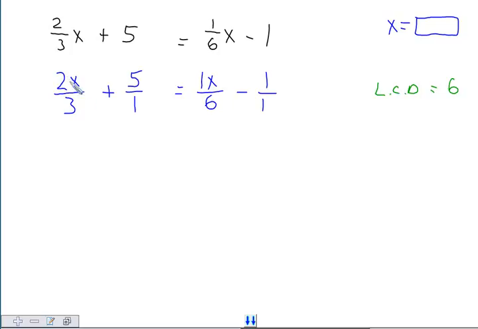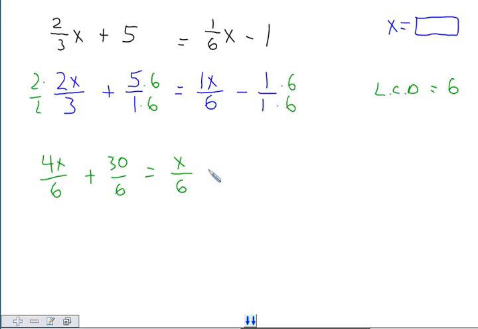So, in order to change this fraction to sixths, I'm going to multiply by 2 over 2, which gives me 4x over 6. Now it's got a denominator of 6. In order to give this a denominator of 6, I'm going to have to multiply by 6. Of course, I have to do the same thing on the top and the bottom. So that gives me 30 over 6. This one already has a denominator of 6, so I'm good there. 1x over 6. And here, if I want to give this a denominator of 6, I'm going to multiply by 6 over 6. That's subtraction there.